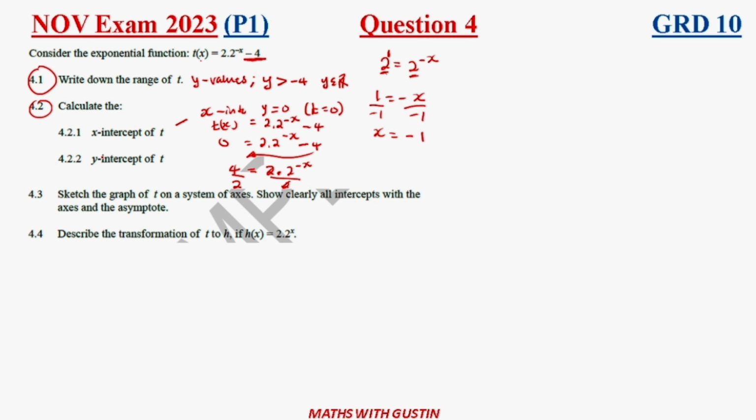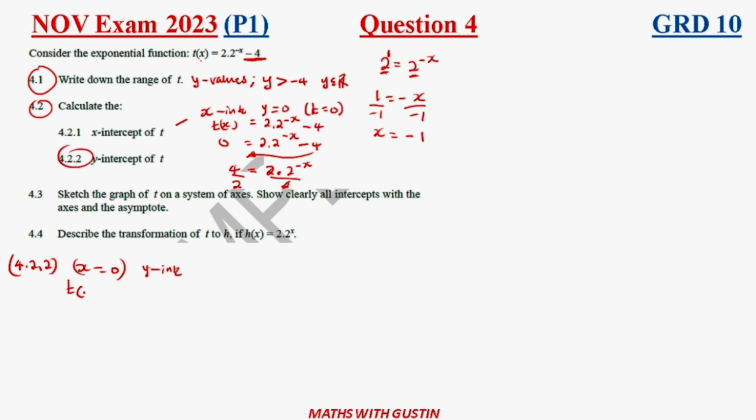Moving right along to the y-intercept. This is 4.2.2, where they are asking us for the y-intercept. We get it when x is equal to 0. So therefore, we get it when x is equal to 0. So this is the y-intercept in this case. So here we go. When will y be equal to 0? Then here we go.